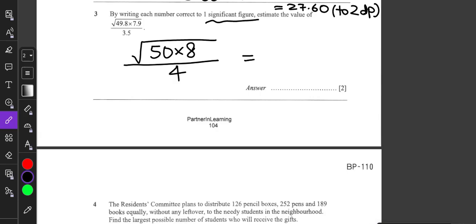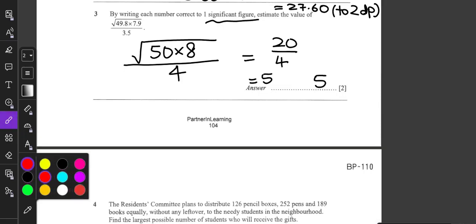Okay, can? So then you will write in your calculator the value. So this will be 20 over 4, answer 5. And this will be your 2 marks. Okay, should be quite straightforward, yeah.